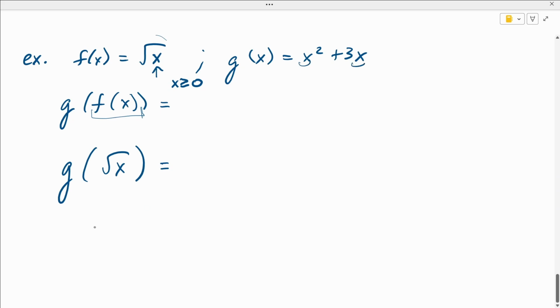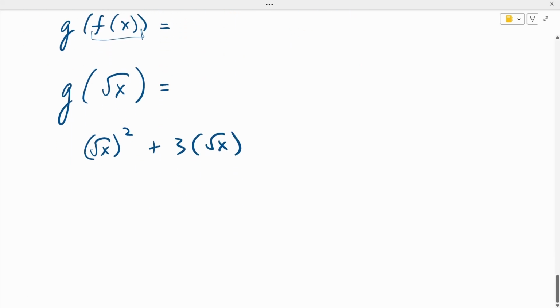Well, that means that we would have the square root of x squared plus 3 times the square root of x. Fine. What's the square root of x squared? Well, that's actually just x. What is 3 times root x? Well, it's 3 root x. Okay, but we have a restriction on this that x has to be greater than or equal to 0. Okay, so g of f of x is x plus 3 root x, where x is greater than or equal to 0.